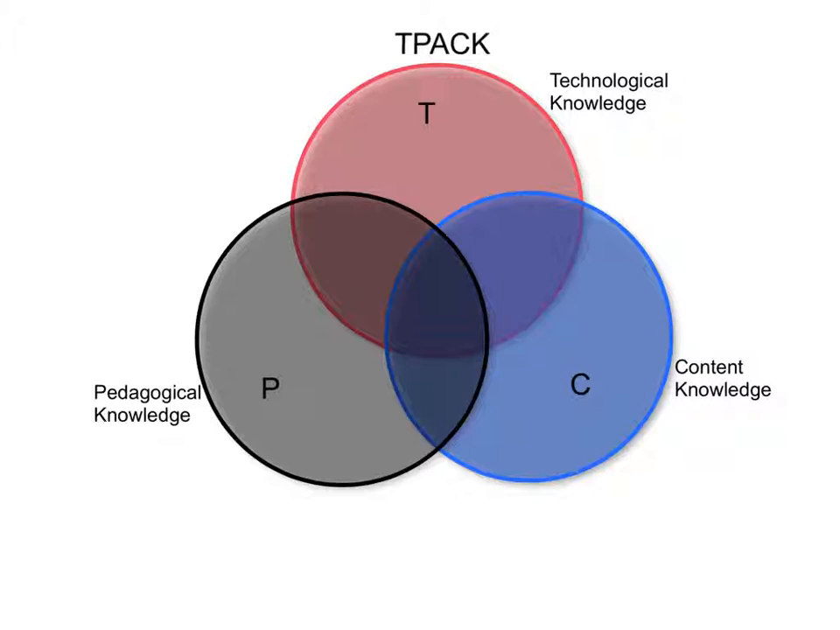When two of the circles overlap, they create a subdomain of knowledge. The first subdomain I will go over is where pedagogical and content knowledge overlap. This is called PCK, which is where pedagogical knowledge and content knowledge meet to allow you to effectively teach that specific content knowledge. There are other subdomains as well.